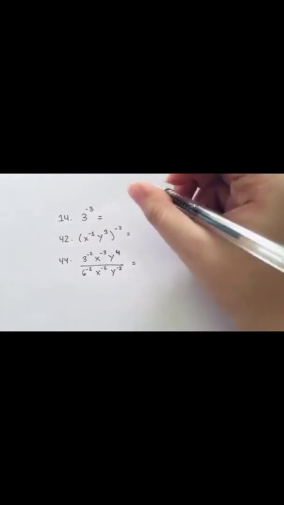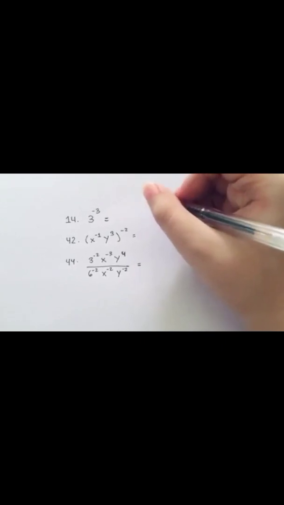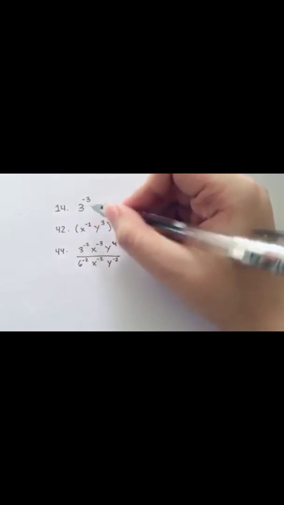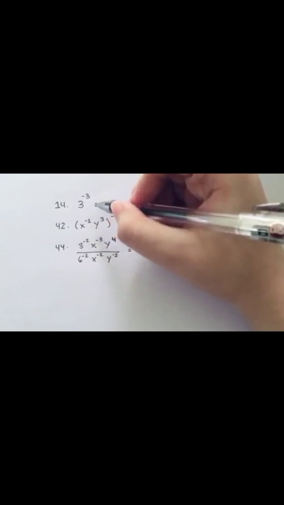I'm Daniela Ayusha Isik from RD4, and I will be solving and at the same time explaining numbers 14, 42, and 44. So the first is number 14, 3 raised to the power of negative 3. Since it has a negative exponent, we are going to get its reciprocal.